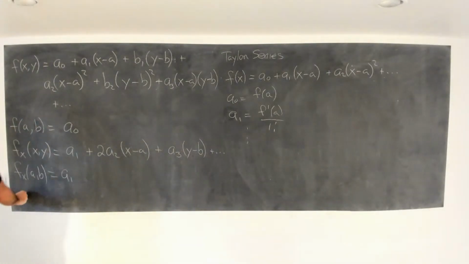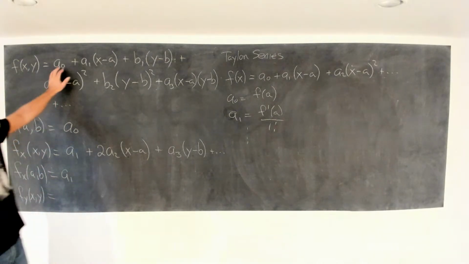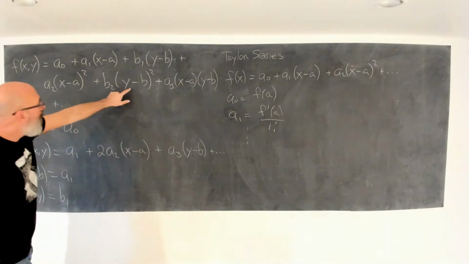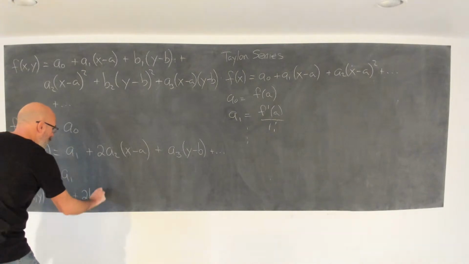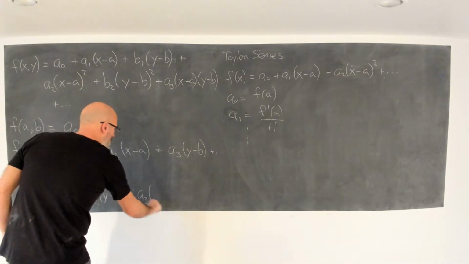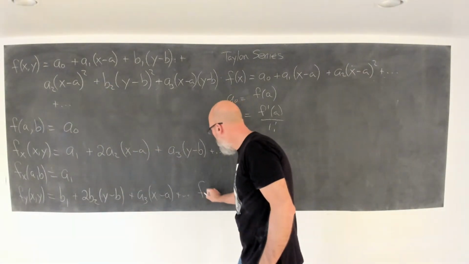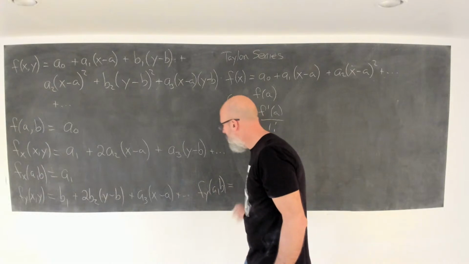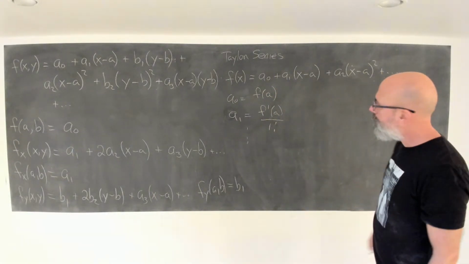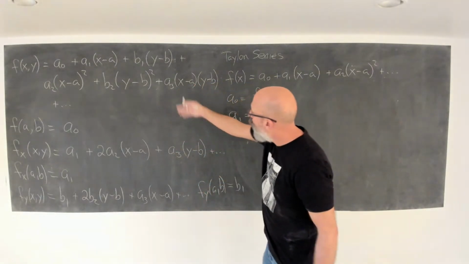If instead you did fy, right, that's gone, that's gone. You have b1, this is gone. This is 2b2 (y minus b). This (y minus b) is gone, a3 (x minus a), and so on. And when you plug in the point (a, b), this is gone, and you're left with just b1. And let me point out, second derivative works as it should.